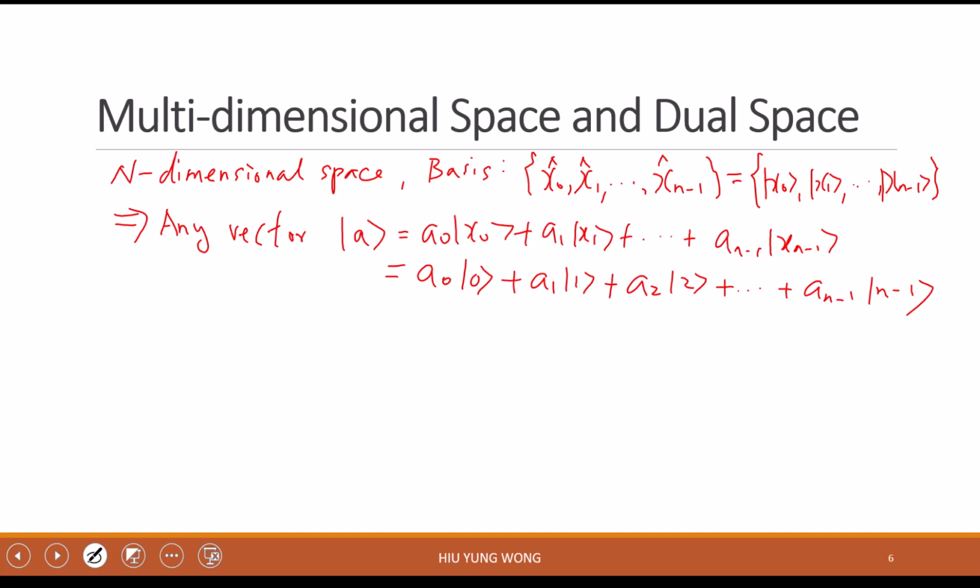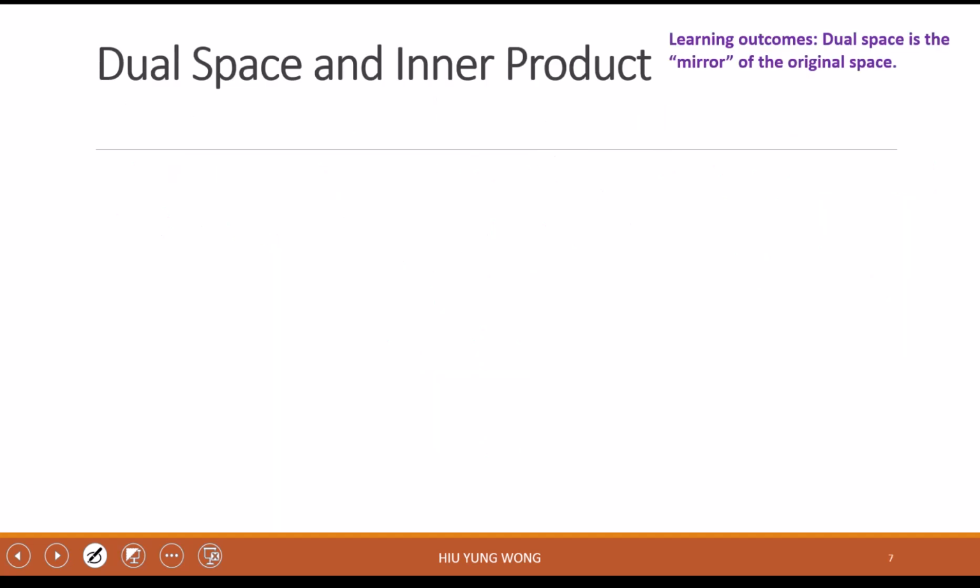Interesting, why don't I have the dual space? Oh, I see. I'm not discussing this on this slide. Okay, and then I can also write it as A0, A1, up to A(n-1) in column form. So maybe some of you feel very bored, right? Then let's move forward. Now you're very familiar with the ket. Ket is just a vector, column form.